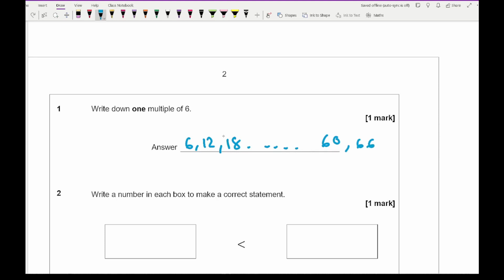As long as it's a multiple of 6, any answer. But remember that you only need to give one. Don't write a list, so any of those would be absolutely fine. So I'll go on a limb and go for 18.